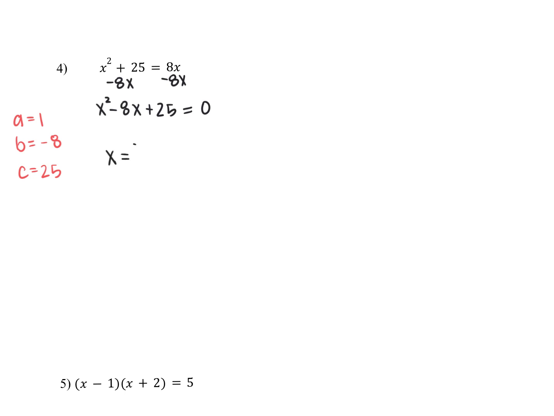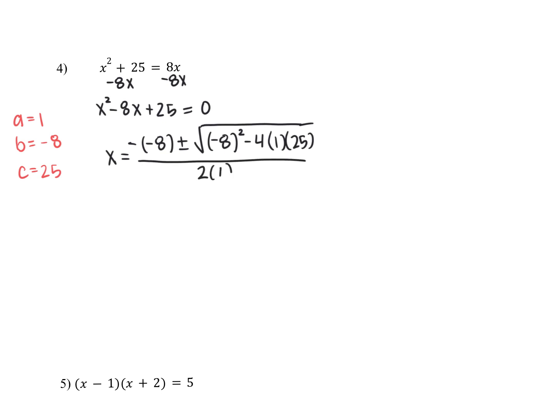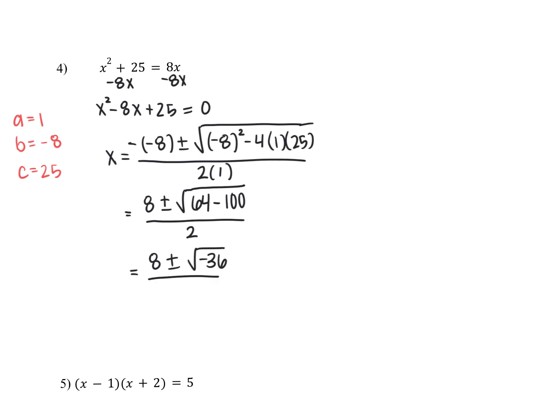So we're going to have x equal -8 plus or minus the square root of -8 squared minus 4 times 1 times 25, all over 2 times 1. -8 is going to become 8 plus or minus the square root of 64 minus 100 all over 2, which becomes 8 plus or minus the square root of -36 all over 2.